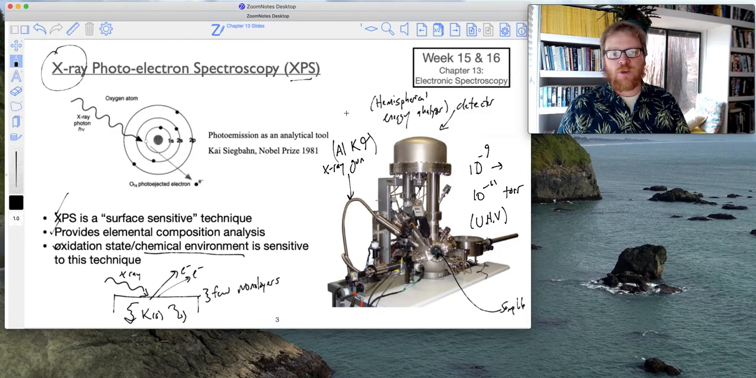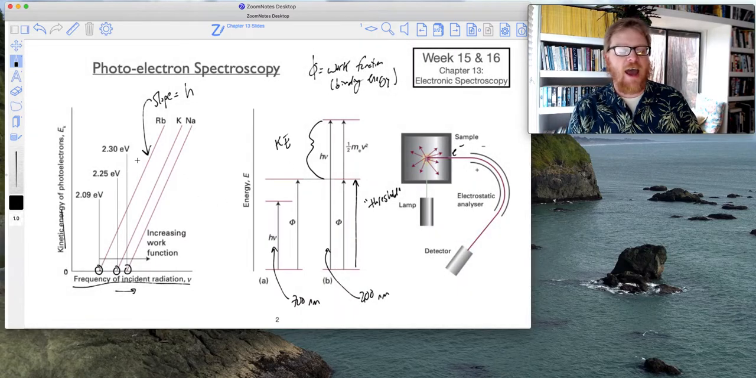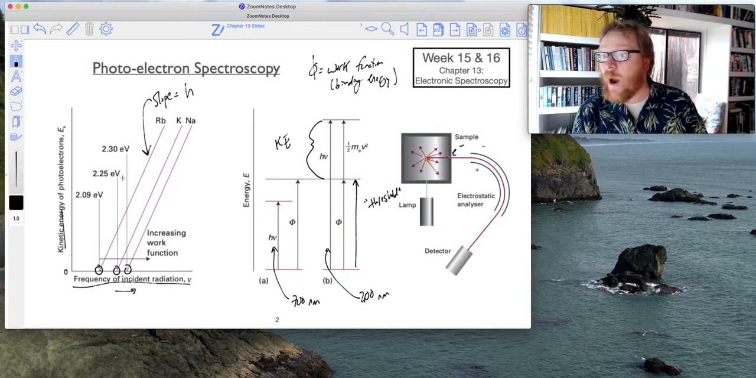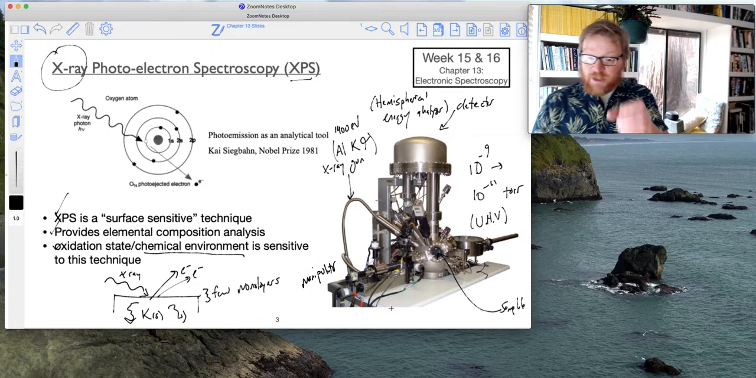If you've heard me say aluminum K alpha, that's an X-ray energy source, typically about 1,400 electron volts worth of energy. That's a lot of energy. And as you saw from the previous slide, the binding energies of these elements are quite small, so those photoelectrons will come off with a huge amount of kinetic energy. Let's see, what else can we talk about? Finally, this long rod that you're seeing is called a manipulator, and that's typically where you will place your sample.